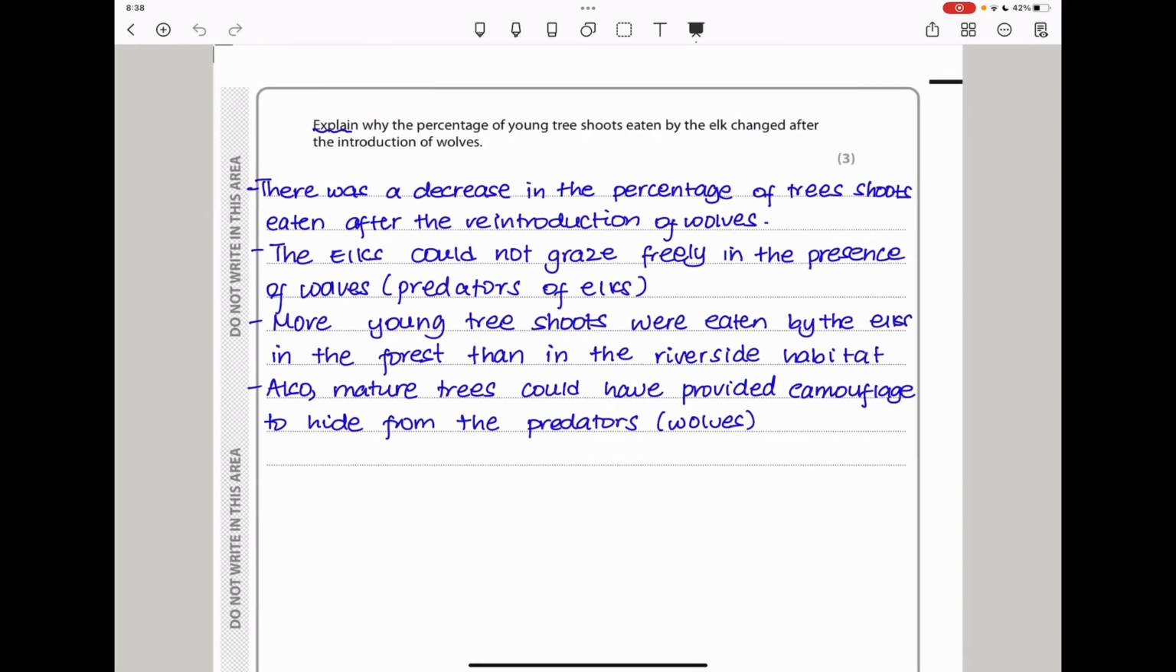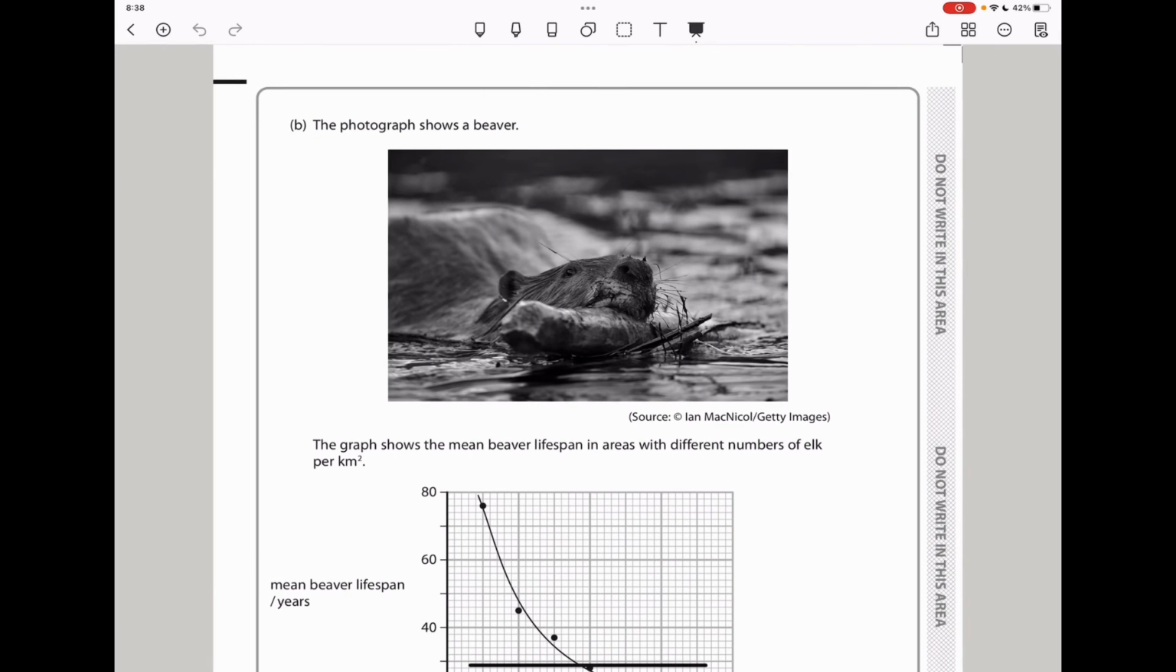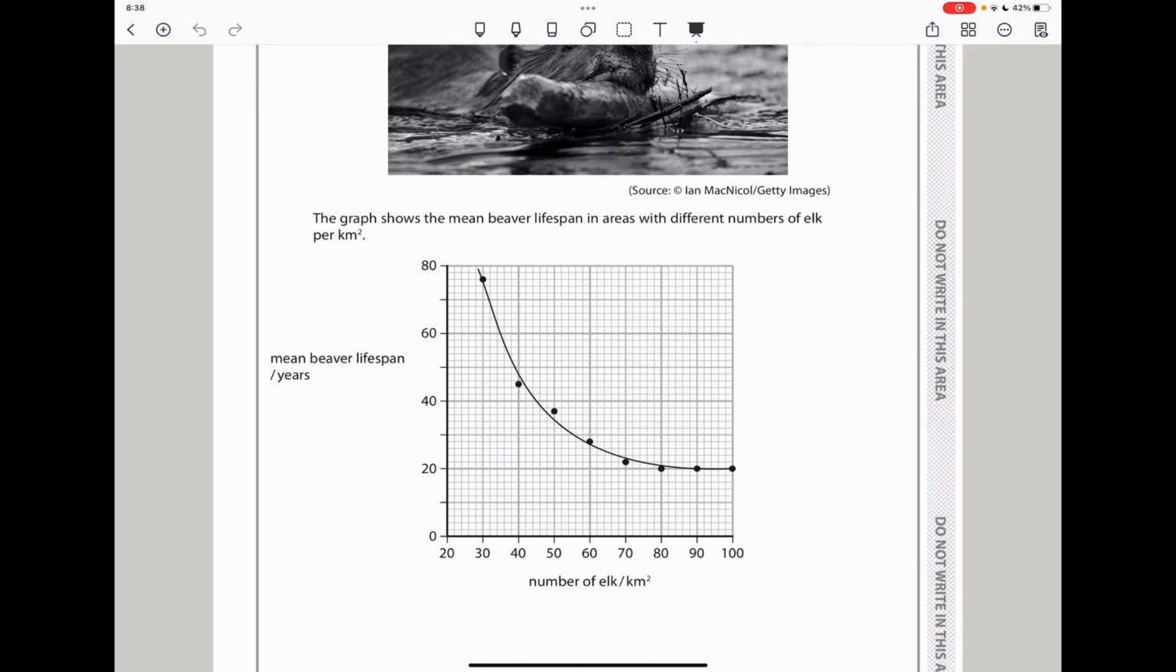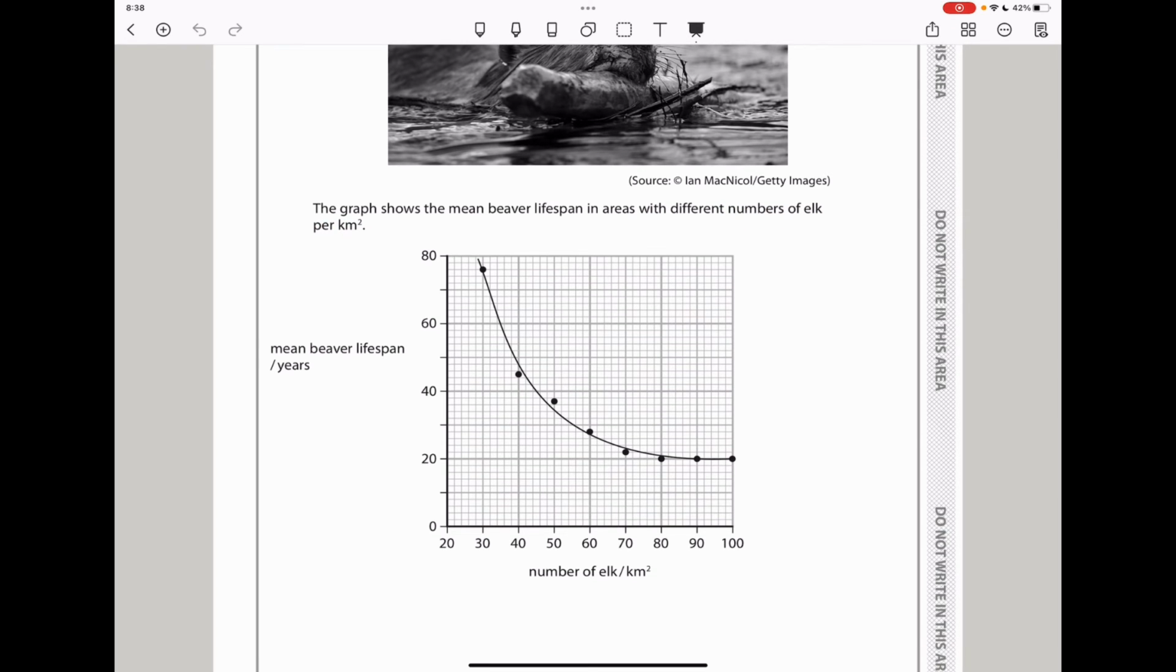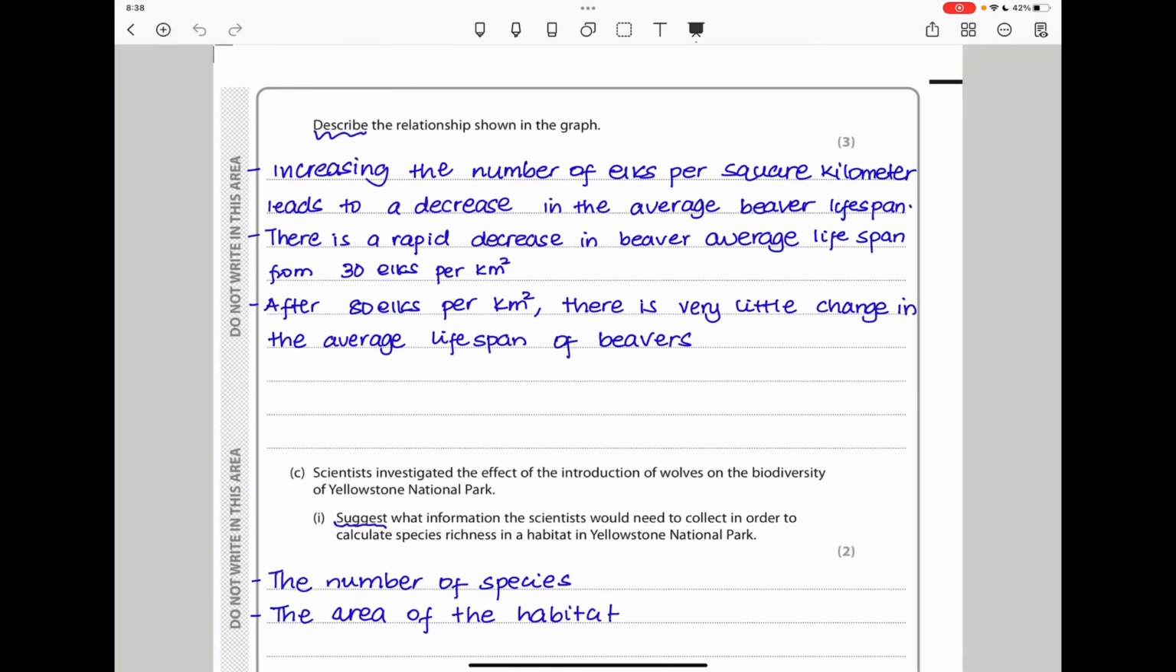So let's go back to the next part. Here they say, the photograph shows a beaver. We can see this beaver here. Then they say, the graph shows the mean beaver lifespan in areas with different numbers of elk per kilometer squared. Here we see the mean beaver lifespan. We can see it decreases as the number of elks increases per kilometer. This could be because the beavers and the elks are competing for the same thing. That is why they're decreasing as the elks increase. So let's go on to see what questions they asked.